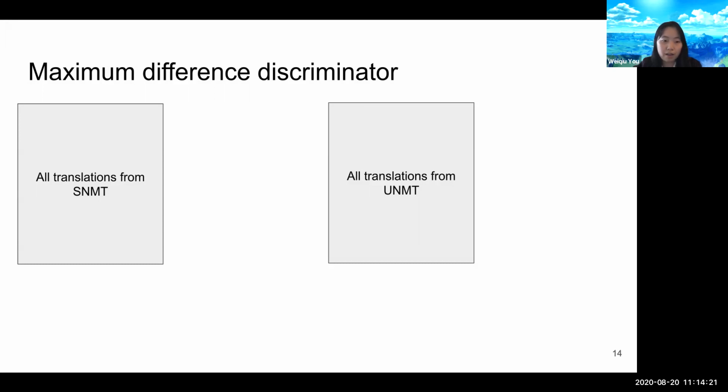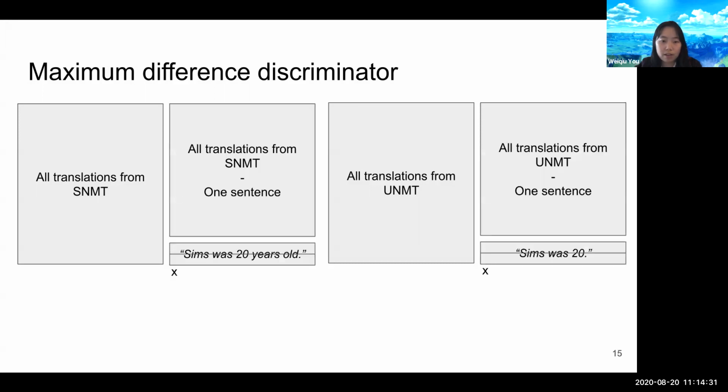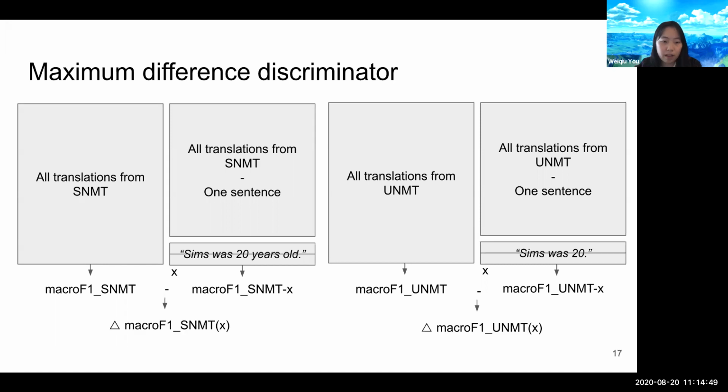So we first have the 2 corpora translated by SNMT and UMT. And then we remove 1 sentence X from each corpus. So this is the translation of the same sentence. We calculate macro F1 for all 4 of these. And then we take the difference between the corpus that has the sentence and the one that doesn't have this sentence.